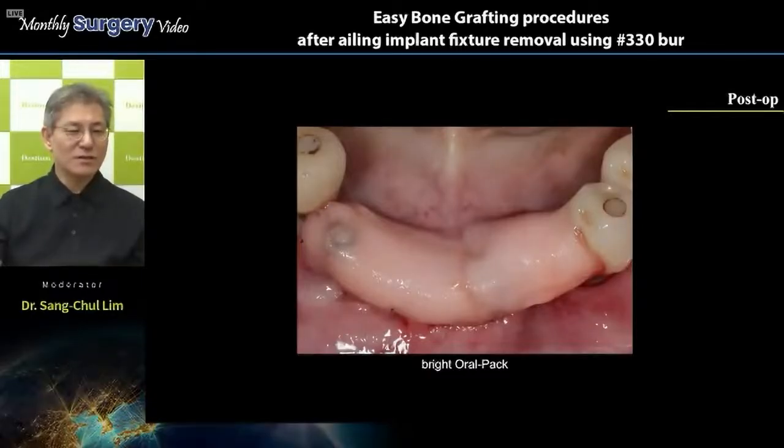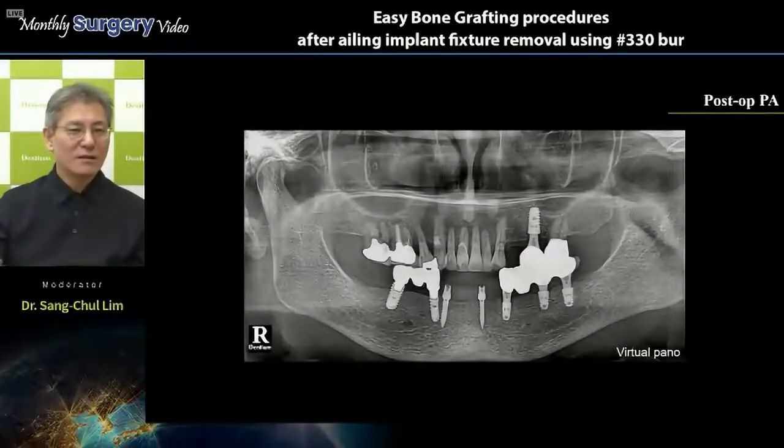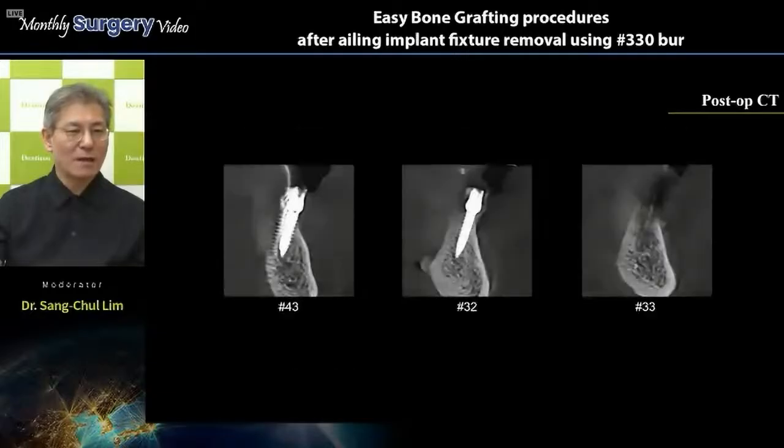It protects the surgery site. In the post-op panoramic view, very nice parallel implant fixtures were installed on the 32 and 43 areas, with diameters 2.5 and 3.0, as you know. Okay, 33, 32, 43 is the target area for today's implant surgery.